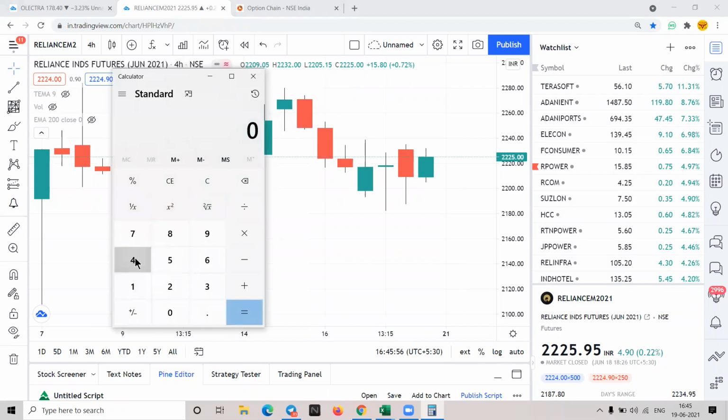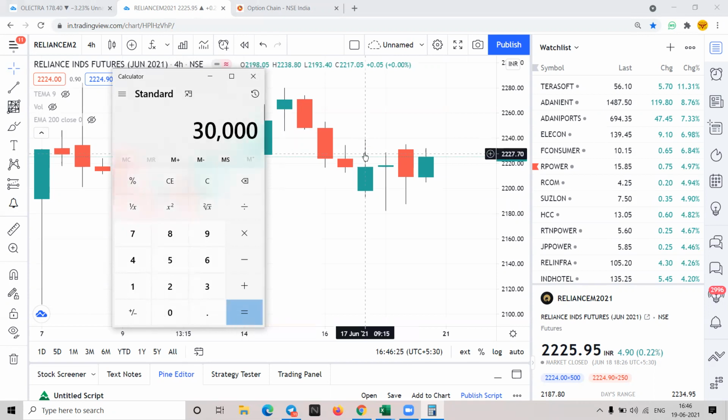For example, if you want to buy 40 shares of Reliance, you will require an investment of this much, 89,000. But even when you take a futures contract, you will not pay 89,000. You'll get some leverage. You'll only pay, let's say, 1/4. Only 30,000 you'll pay. Just paying 30,000, you'll get 40 shares.